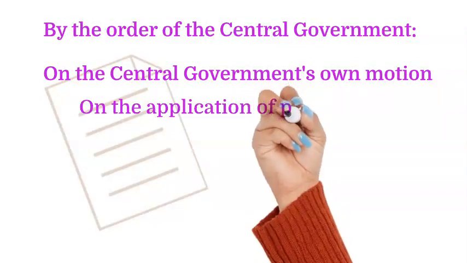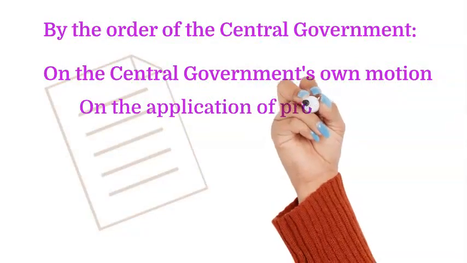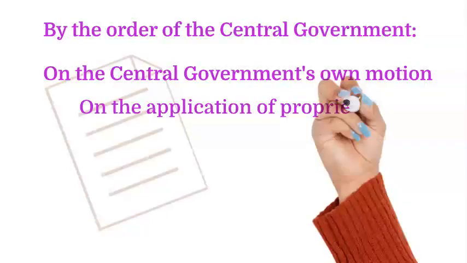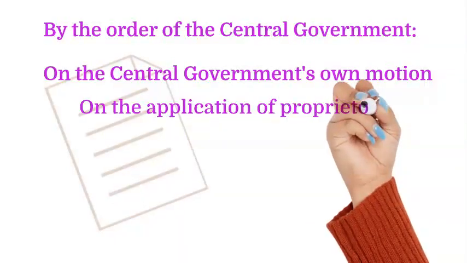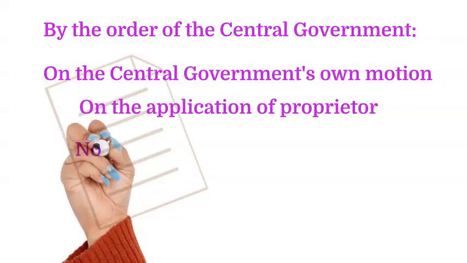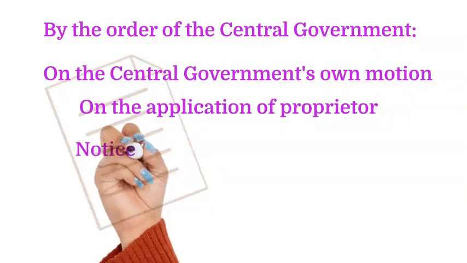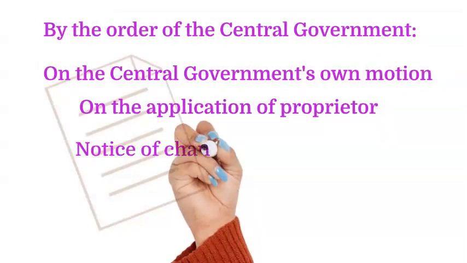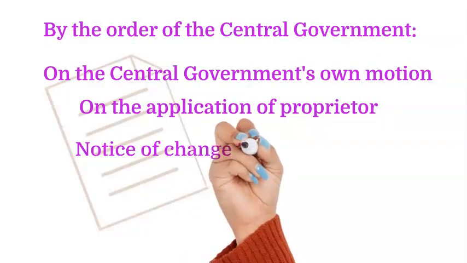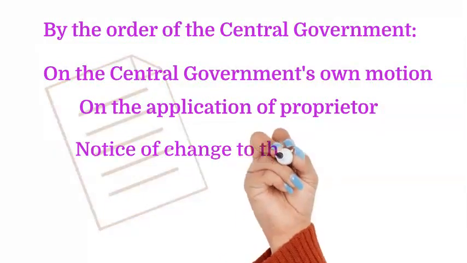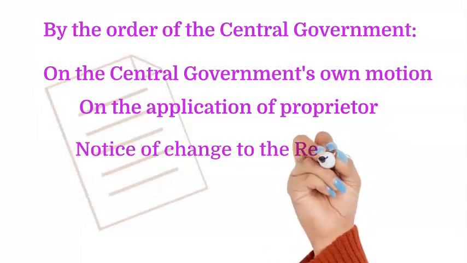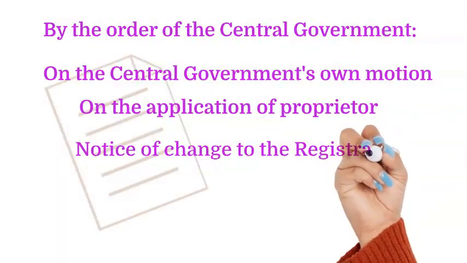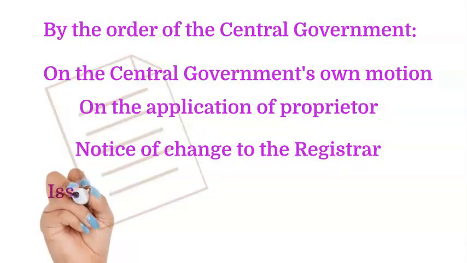The central government may also give direction to the company to change its name on the application of the proprietor of a registered trademark if the name of the company is identical with or too nearly resembles an existing trademark. On such direction, the company shall change its name within 6 months from the issue of such directions by passing an ordinary resolution in general meeting.